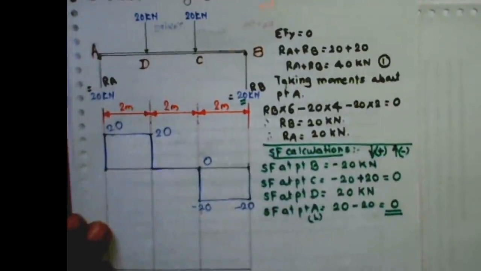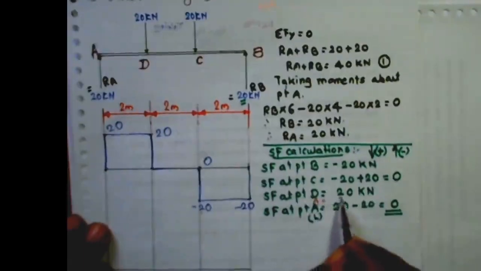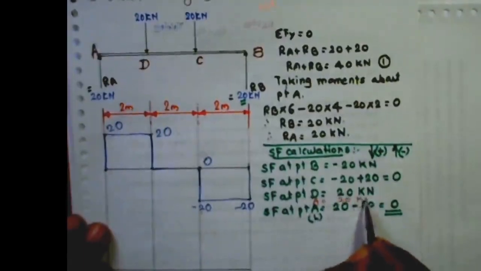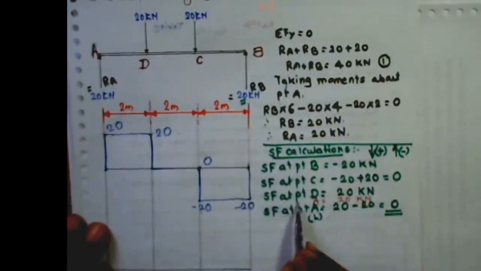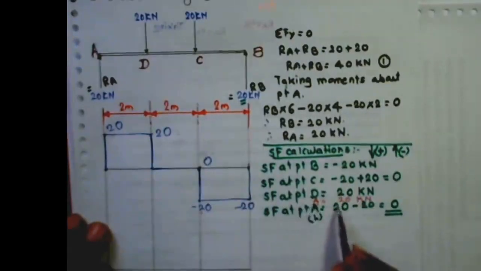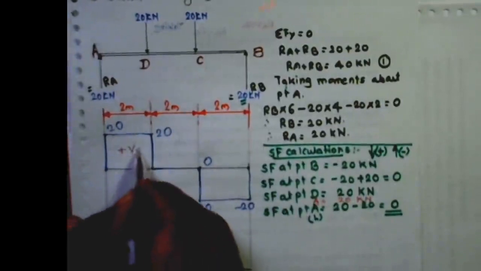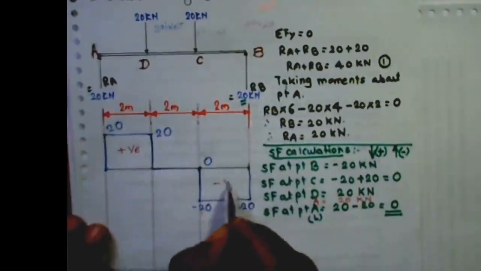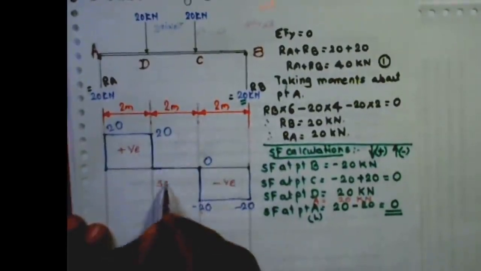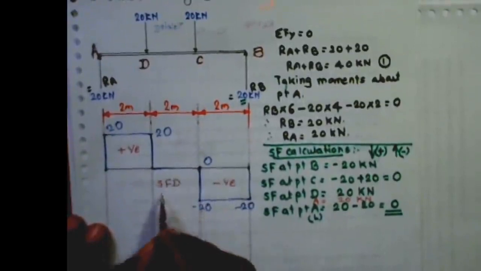If we have to calculate the shear force at point A here, again you have to write 20 kilonewton, because this is the right hand side of point A, and this is the left hand side of point A. So here we are getting a positive value, and here we are getting a negative value. So this completes our shear force diagram.